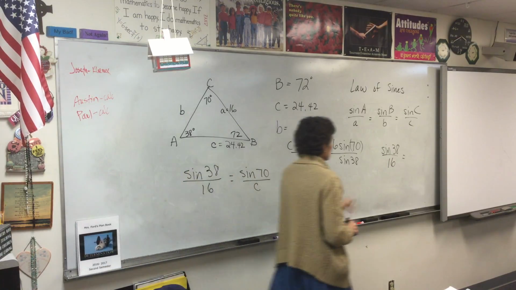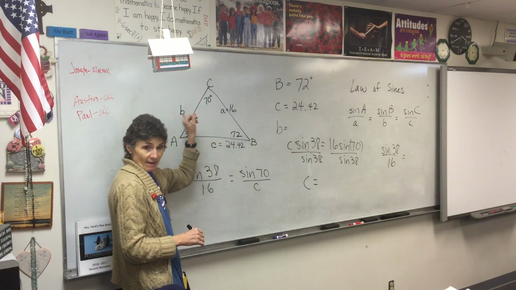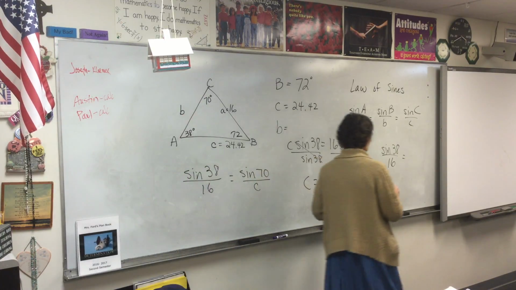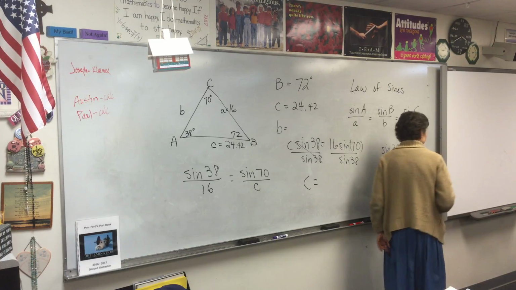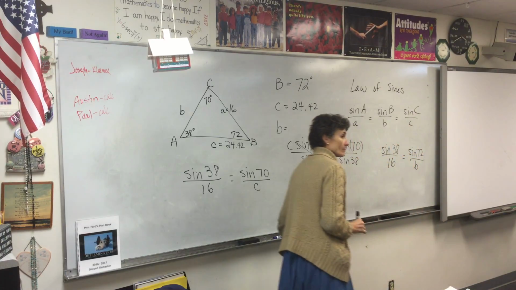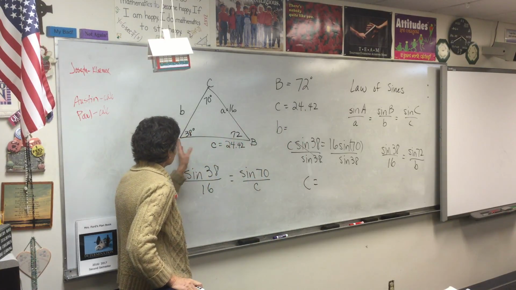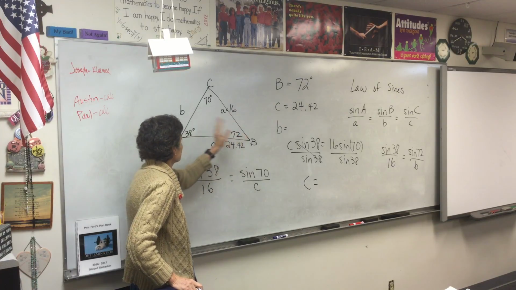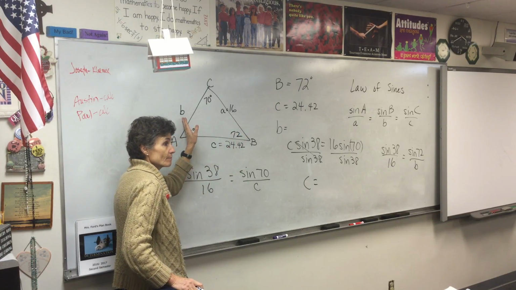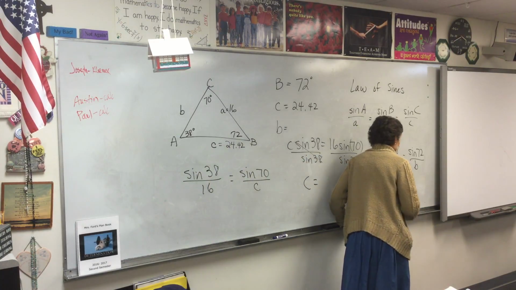Now, what am I going to make it equal this time? Sine 72 over sine D? No, 72 over D. Remember how the law of sines works. Sine of the angle over its side equals sine of the angle over its side. So then what happens? Do the same thing over again. What am I going to do?